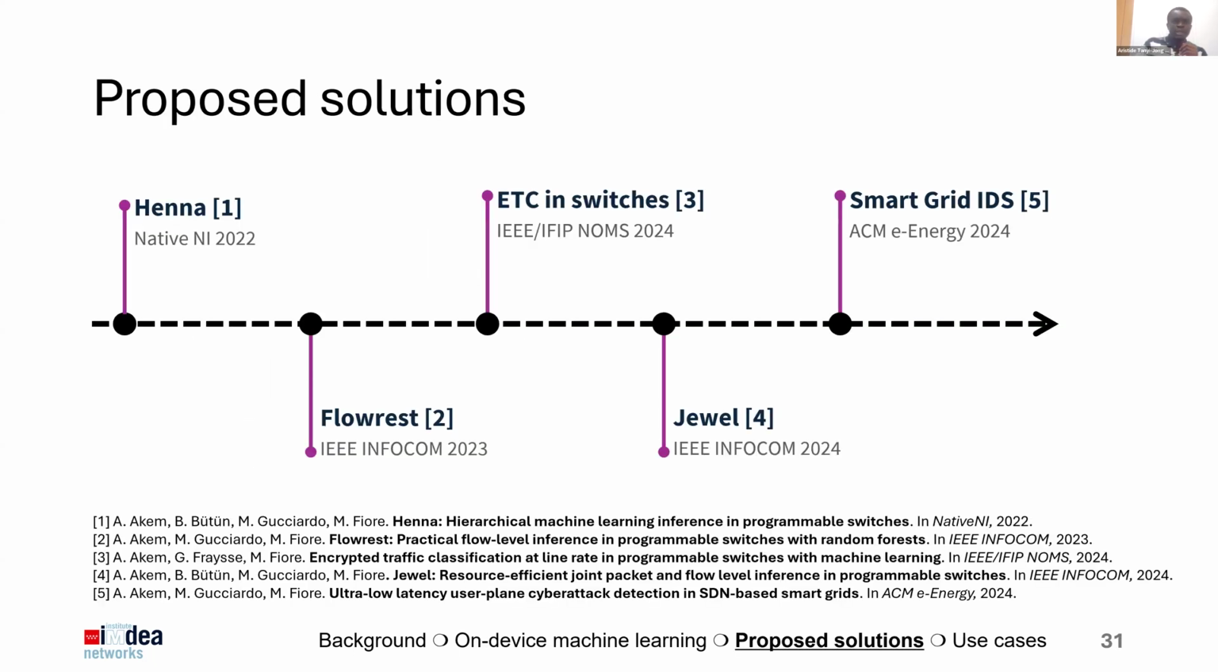We proposed several solutions where we tried to solve the different problems that we identified, beginning with HENA, which was a solution we provided for stateless inference, whereby we split complex problems into simpler ones that can be deployed individually with smaller models that together can yield a more accurate solution compared to a single model that is too complex to be implemented. Then we proposed other solutions for stateful inference like FlowRest, Jewel, and its corresponding use cases. And then recently we had a use case of this work in smart grid attack detection.